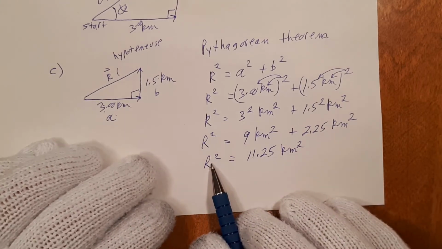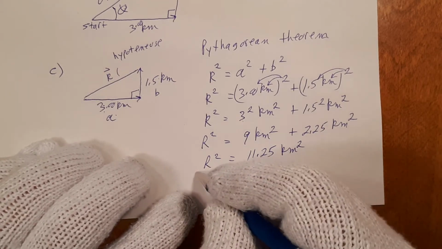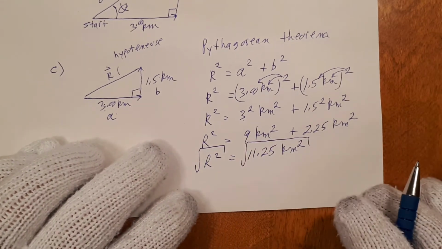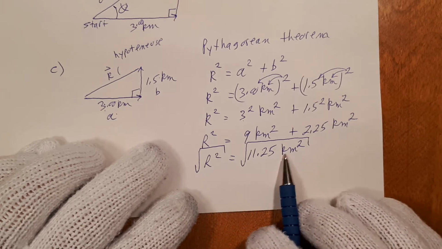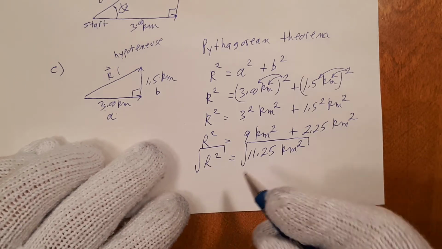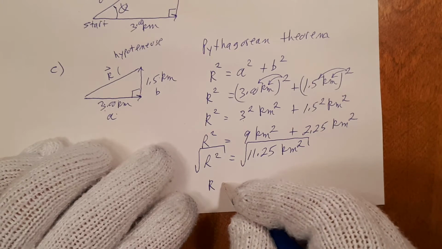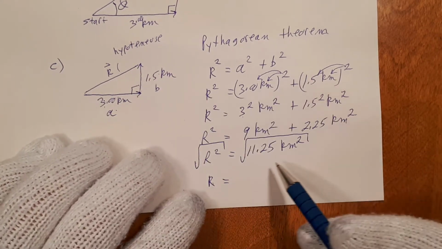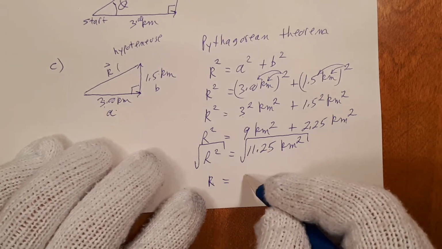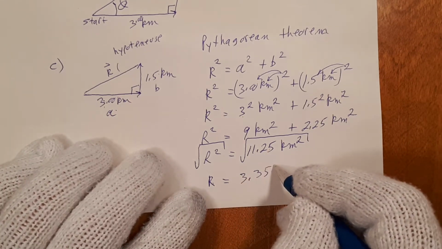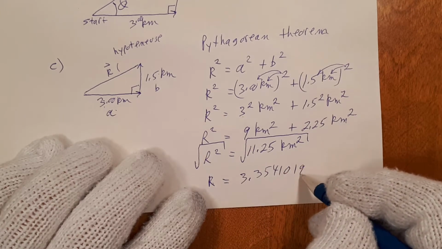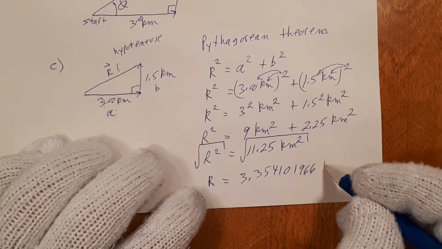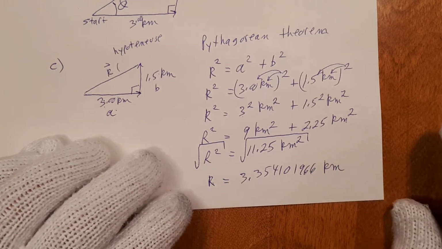In order to reduce this down to simple r, we need to take the square root of both sides, the square root of this, and the square root of the right-hand side. Whatever you do to the left, you have to do to the right. Taking the square root of r squared leaves us just simply r, which is what we are looking for, the magnitude of the resultant. And the square root of 11.25 is 3.354101966. And we also have to take the square root of kilometers squared, which is simply kilometers.